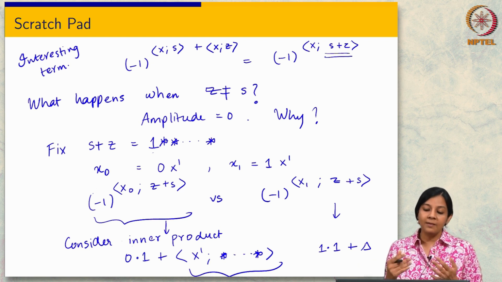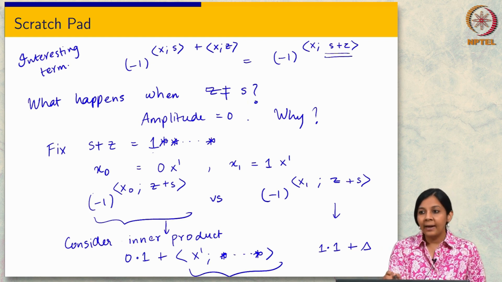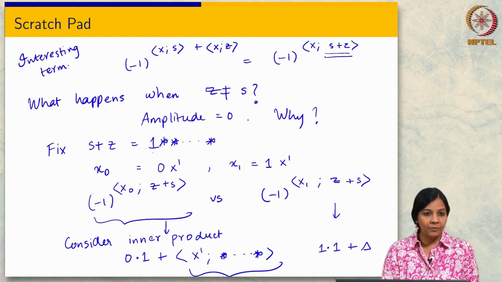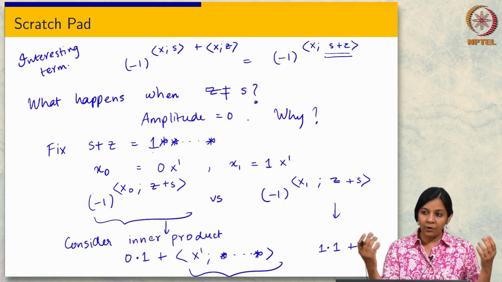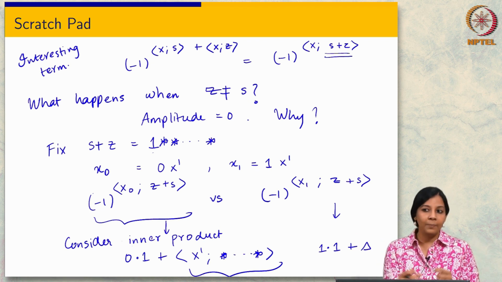So, this is the reason why when z is not equal to s, I end up getting amplitude 0, because all the terms will cancel each other. For every plus 1, there will be a corresponding minus 1 on exactly one other point.